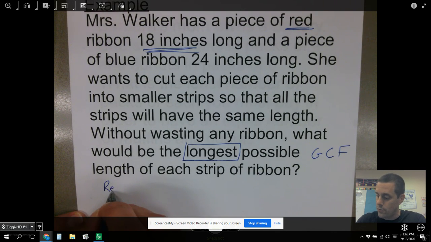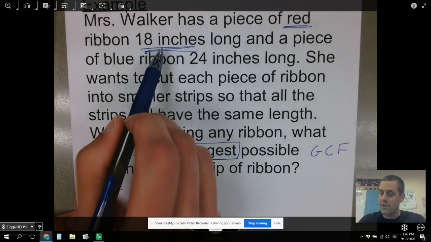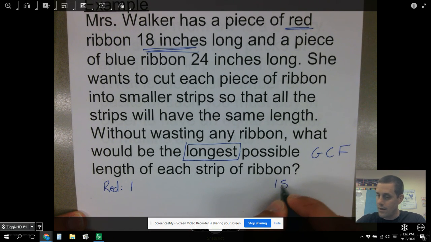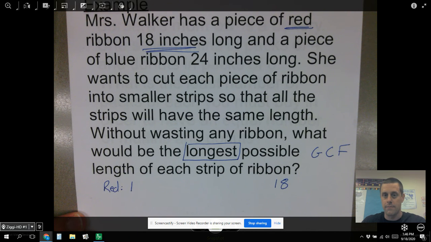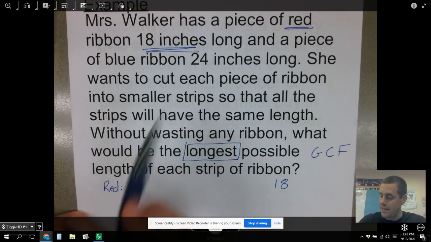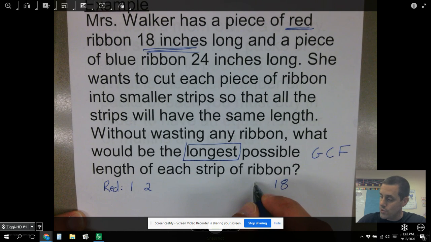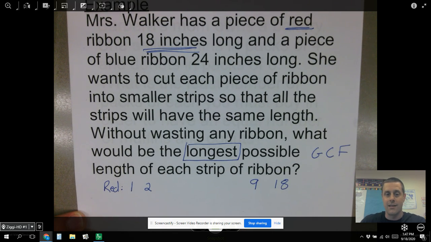So starting with the red ribbon. Well, if I'm finding factors of 18, I know every factor starts with 1, and 1 times 18 gives us 18. Working down the number line, we're next going to test divisibility by 2. 18 is even, so it will divide evenly by 2, and its factor partner, 2 times 9 is 18.